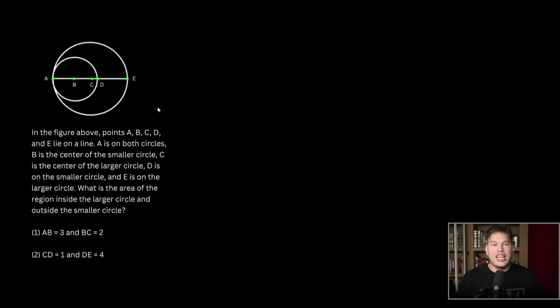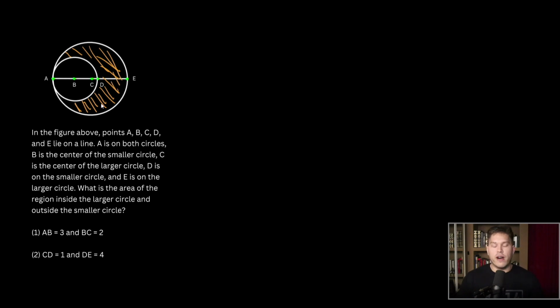Okay. In the figure above, points A, B, C, D, and E all lie on a line, where point A is on both circles, point B is the center of the smaller circle, point C is the center of the larger circle, D is on the smaller circle, and E is on the larger circle. It asks, what is the area of the region inside the larger circle and outside of the smaller circle? All right, so we're looking for this shaded region right here. Inside the larger, outside the smaller.